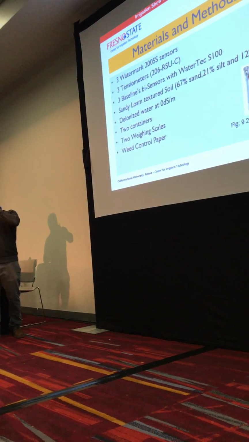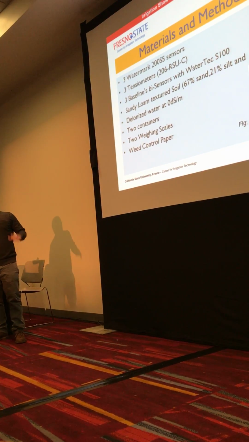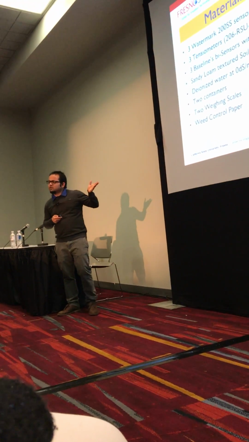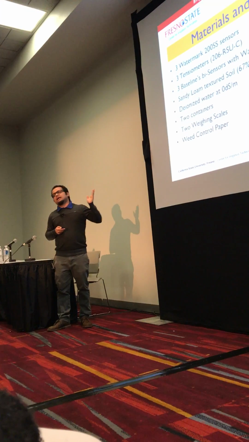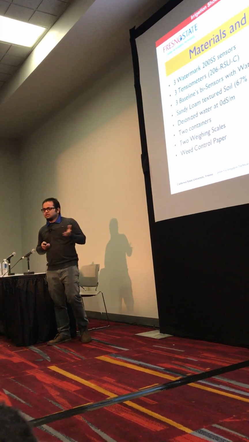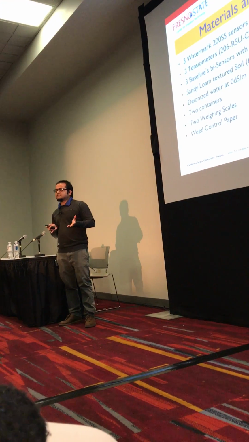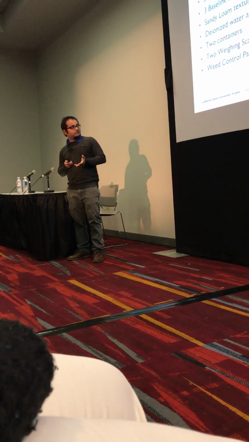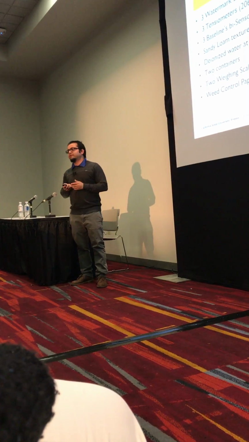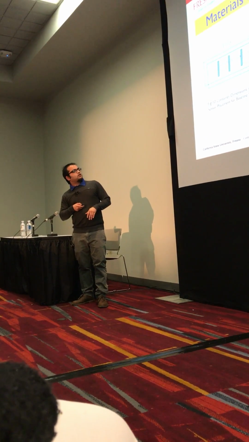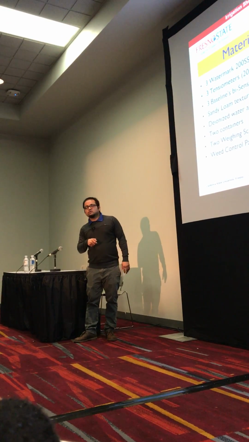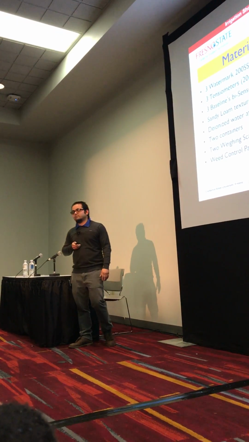So what are the materials used for this whole study? We used 3 Watermark sensors, 3 baseline sensors, and we used DI water. The whole test was performed at 0 EC, and we used 2 containers of different sizes, one rectangular and another cylindrical. We used a weighing scale as well as weed control paper, and also this little thing over here called tensiometers, which were used just to get a reference point for those Watermark sensors.